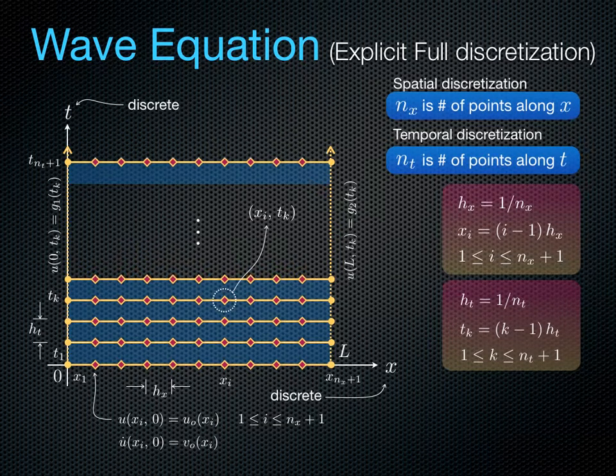Recall that our initial conditions were given to us, which prescribed the initial displacement at time equals 0 by a function u sub 0, and the initial velocity at time equals 0, u dot of x sub i at time equals 0, with v sub 0 of x_i. So we have both the initial displacement and velocity at time equals 0. We also have our boundary values prescribed on the left and the right hand side of our domain at x equals 0 and x equals L at all times by functions g1 of t and g2 of t.